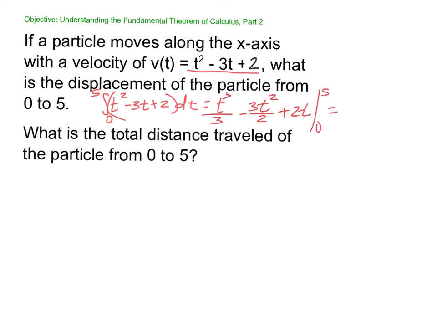So I'm going to plug in 5. I get 125 over 3 minus, 5 squared is 25, 75 over 2 plus 10. And then minus, plug in 0, we just get 0.